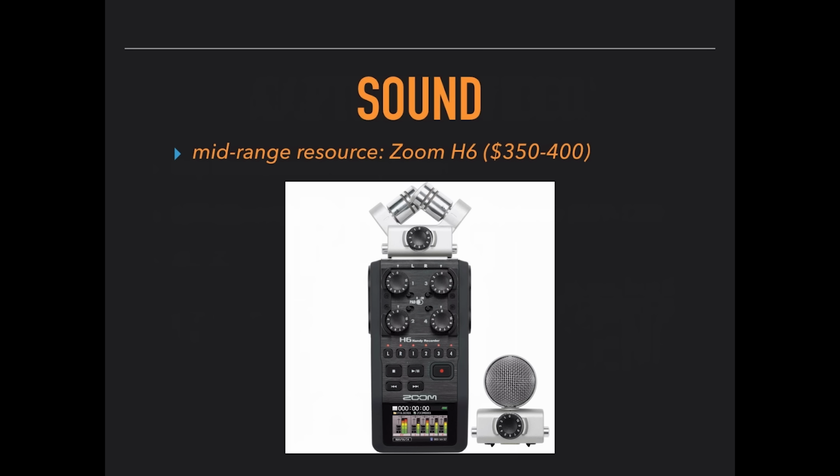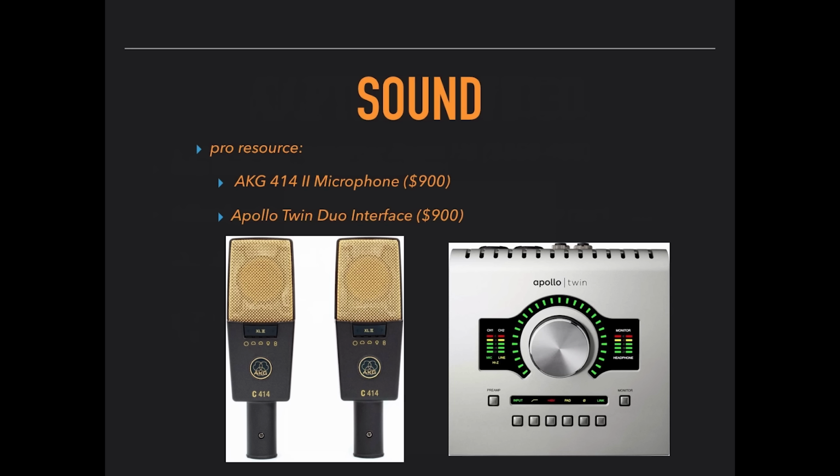The mid-range resource for sound is something like a Zoom H6, and I'm not totally up to date. I don't own one of these, but this has been highly recommended by some of my friends. And then the pro resource, what I use is AKG 414 microphones. Really, you only need one. They're about $900 each.